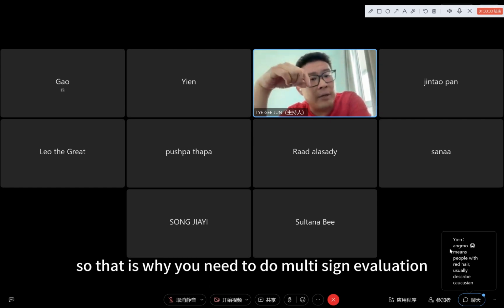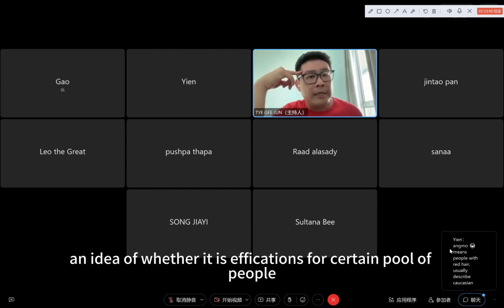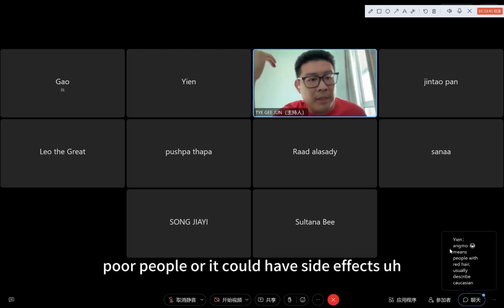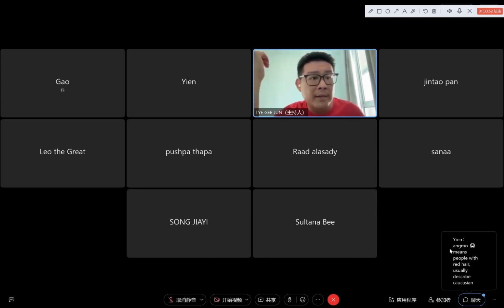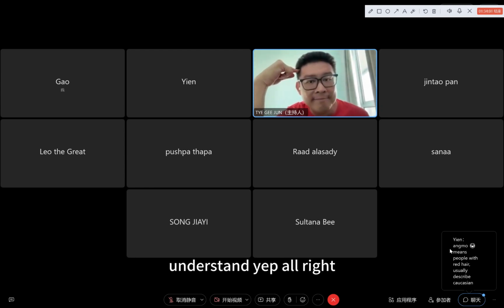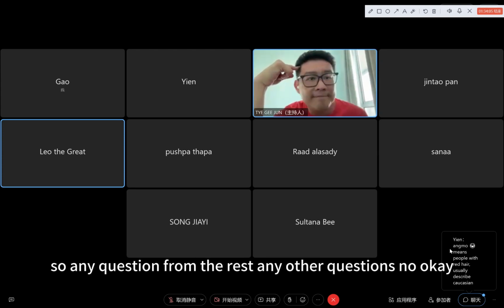So that is why you need to do multi-site evaluation, which will give you an idea of whether the drug is efficacious for a certain pool of people, not efficacious for another pool, or could have side effects which might be terrible for certain people and not for others. So that is why clinical trial phase 3 is so big and requires multiple centers. Understand? Yep.